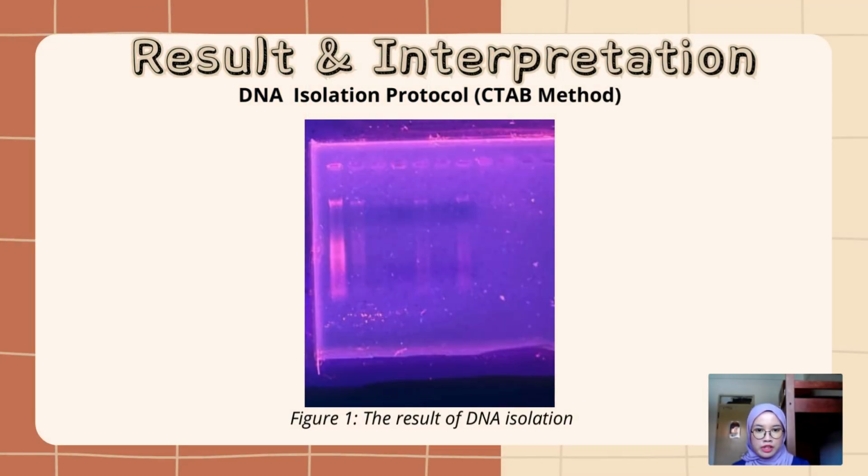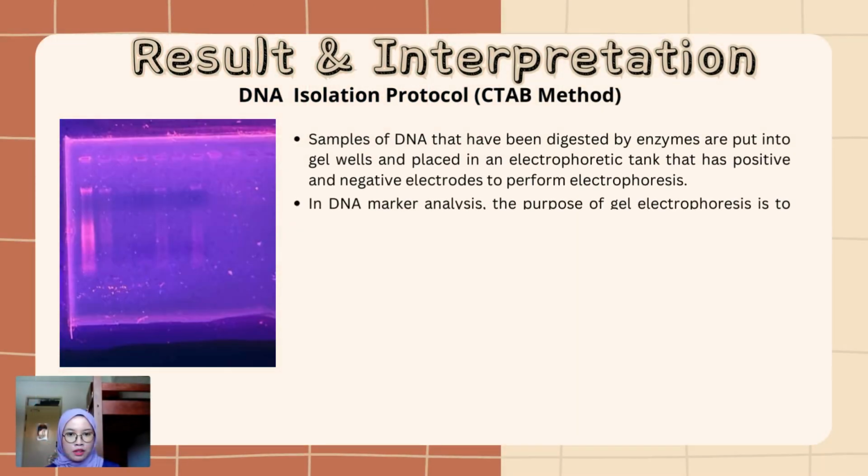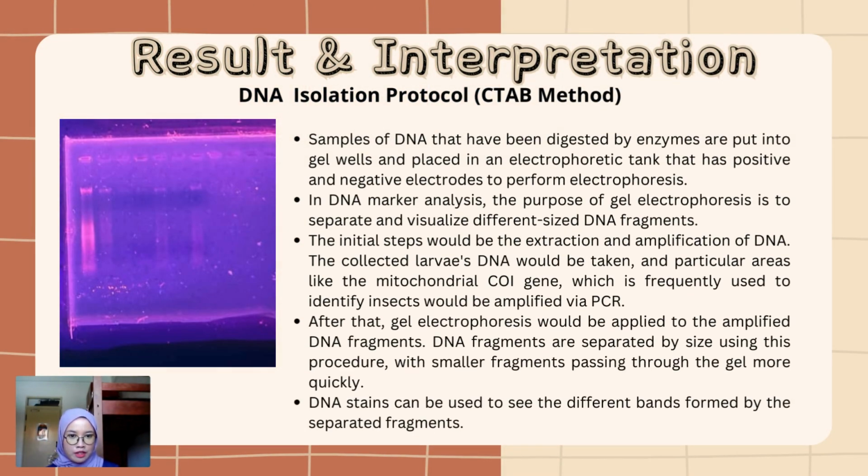Result and interpretation for DNA isolation protocol CTAB method. This is the result from our group. Samples of DNA that have been digested by enzyme are put into gel well and placed in an electrophoretic tank that has positive and negative electrodes to perform electrophoresis. In DNA marker analysis, the purpose of gel electrophoresis is to separate and visualize different size DNA fragments.